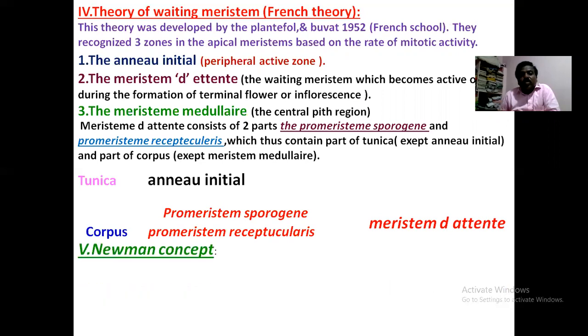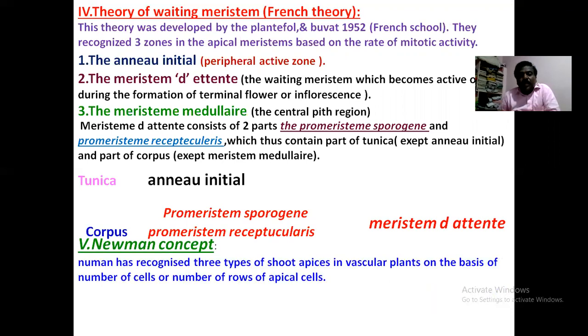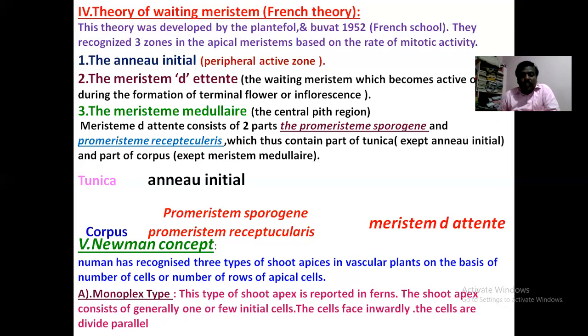Next one, Newman's concept. Newman recognized three types of shoot apex in vascular plants on the basis of the number of cells or rows of apical cells: monoplex, simplex, and duplex. The three types are present. The monoplex type of shoot apex is reported in ferns.